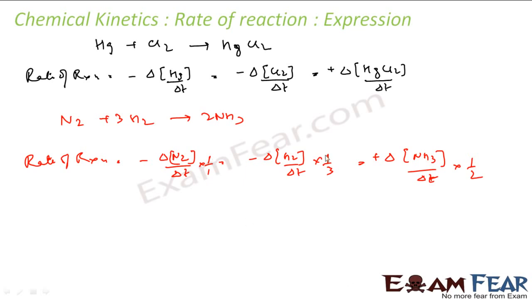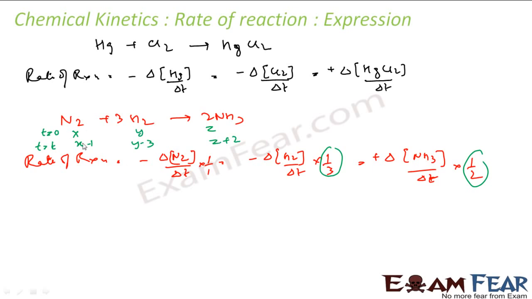Now you must be wondering why there is 1 by 3 here and 1 by 2 here. There has to be a reason, right? There has to be a reason why we have divided by this stoichiometric coefficient. So let's see, let's assume at t equal to 0, this was x, this was y, and this was z moles. At t equal to t, this becomes x minus 1, let's suppose. So this becomes y minus 3, correct? Because since it is 1, this is 3. If 1 mole of nitrogen is getting consumed, 3 moles of hydrogen has to get consumed, and this becomes z plus 2, because if 1 mole of nitrogen is getting consumed, 2 moles of ammonia will be produced.